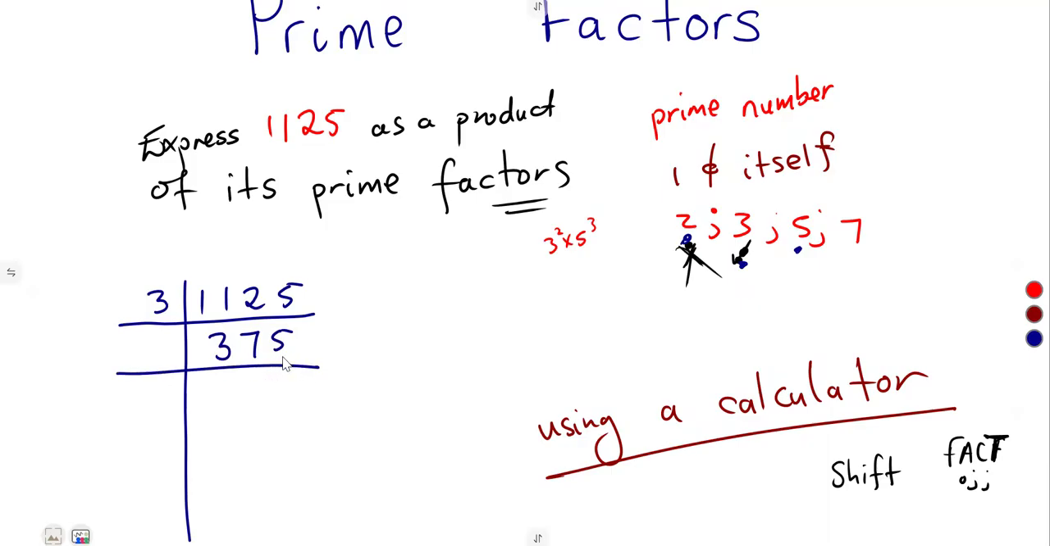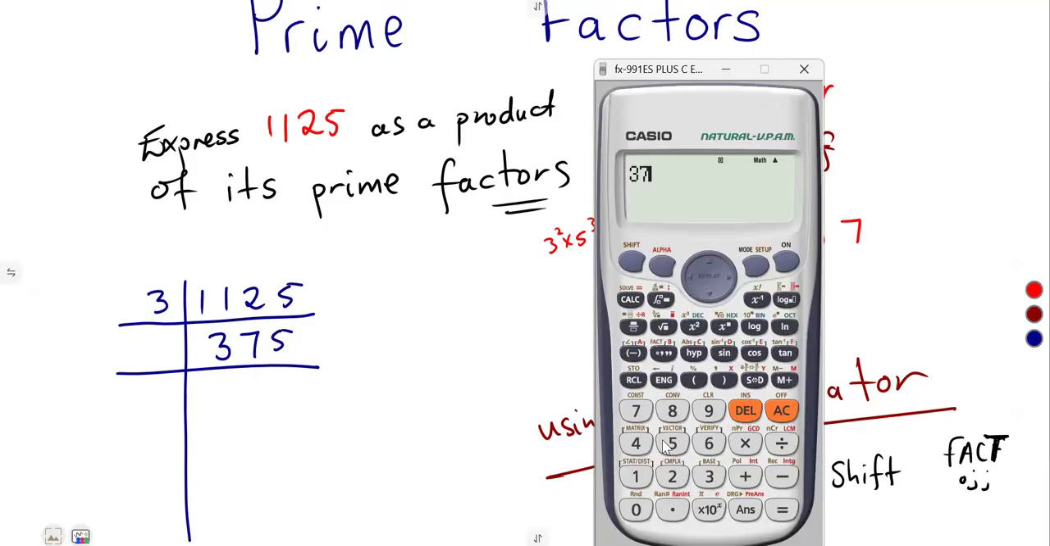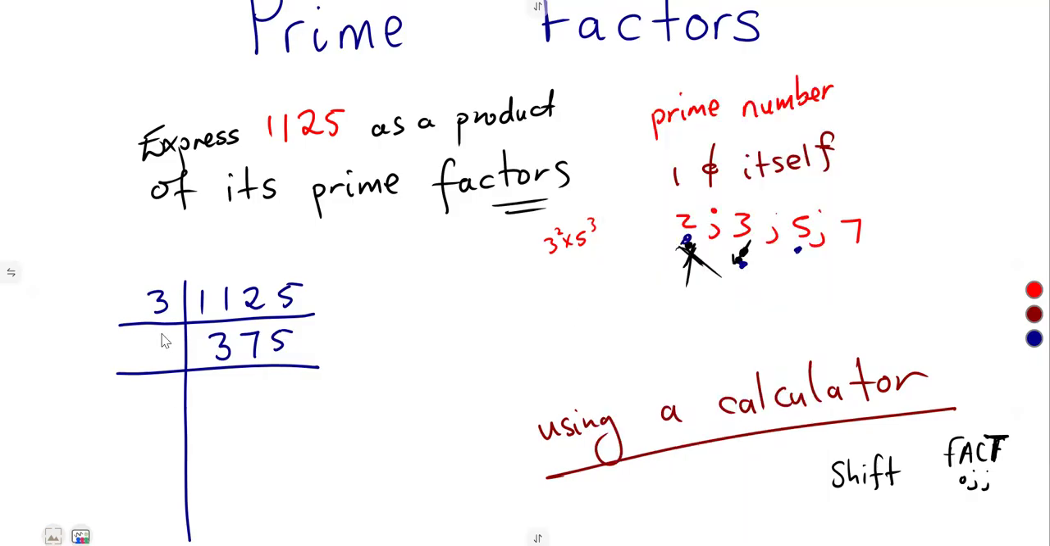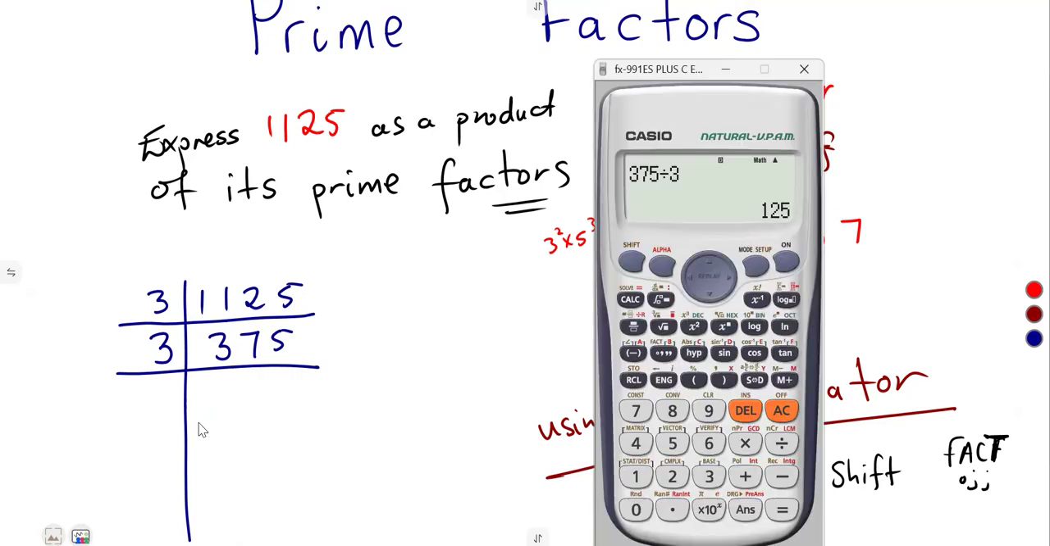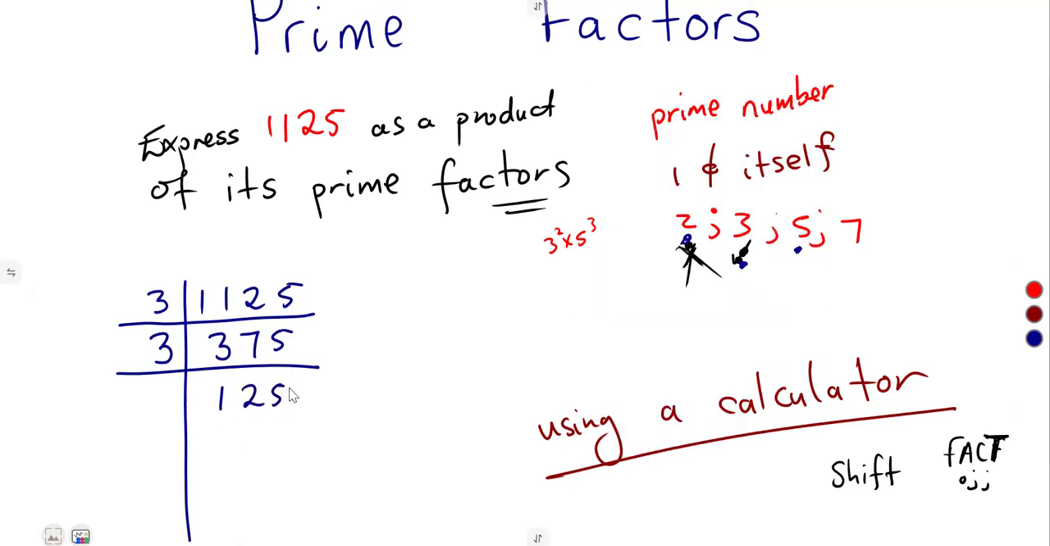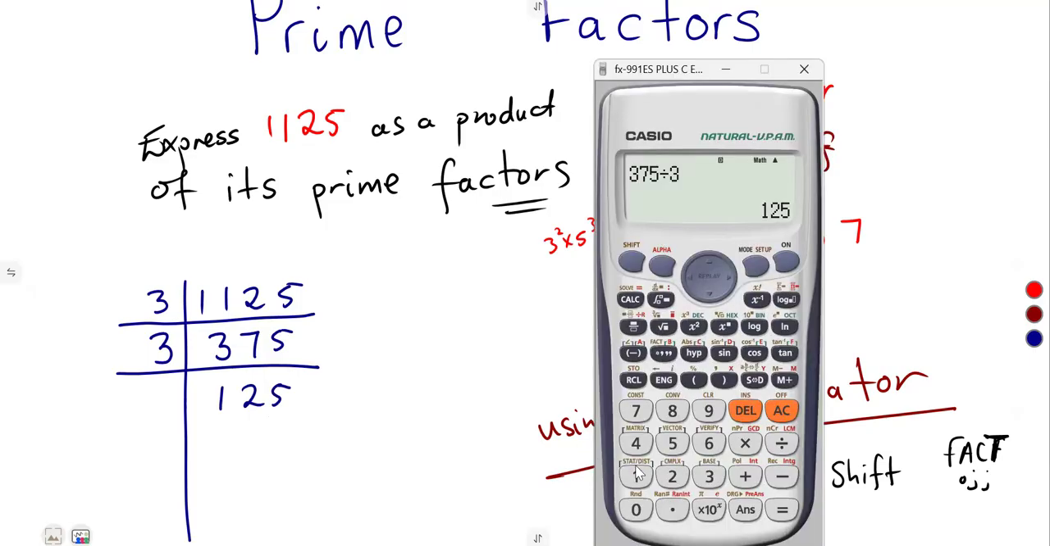375. There's a 5 here, guys, so never try a 2. Try 3. So let's try 3. 375 divided by 3, exact. So we're going to use 3. So if we divide by 3, we're going to get what? 125. We try again 3 and see 125 divided by 3.